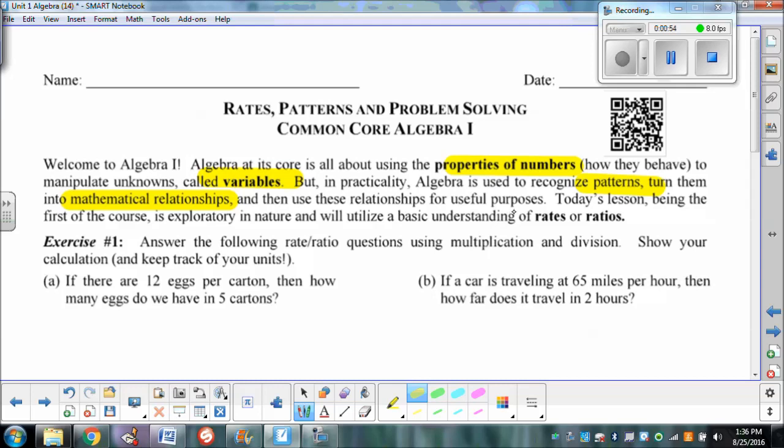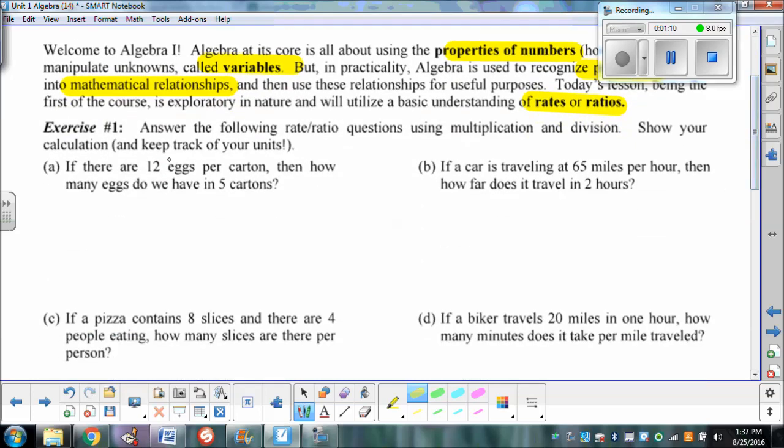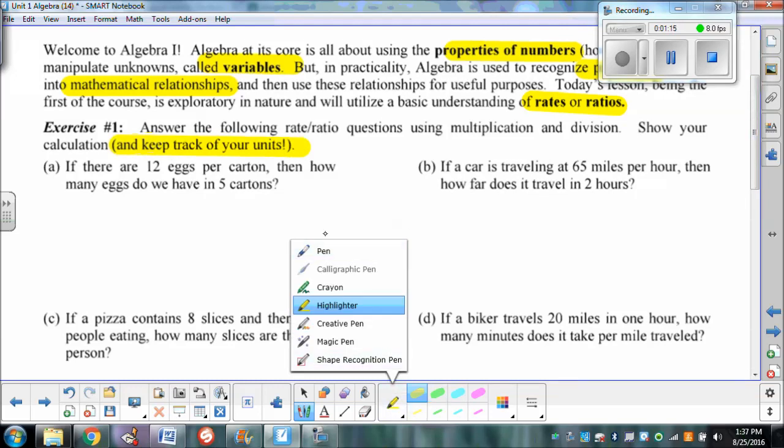So today's lesson, being the first one, let's take a look at rates or ratios. In this first one, it says answer the following rate ratio question using multiplication and division. Show your calculation and keep track of your units. That's going to be a key piece of information, so be very careful on how you read things.